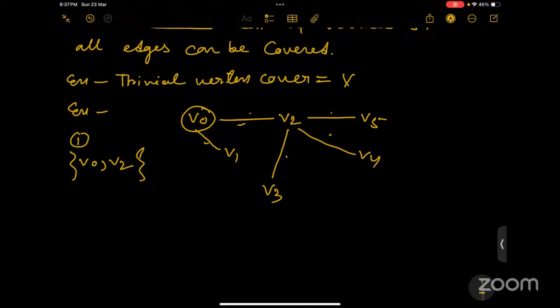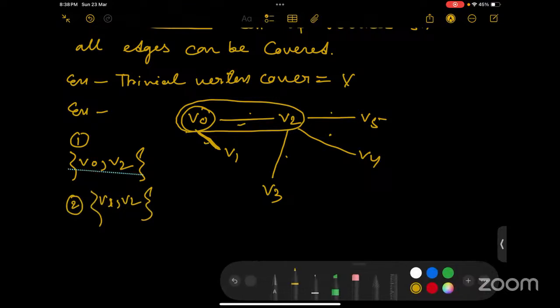So if you want to take only this portion of the graph, then you can take only V0 or only V2. That means you have to choose one vertex which is connected with the edge. So only one vertex is enough, right? Here we choose V0 because we want to cover this vertex too. This is not connected with V2, right? So instead of V0, we can also take V1. V1, V2 will be another vertex cover, right? Is it clear?